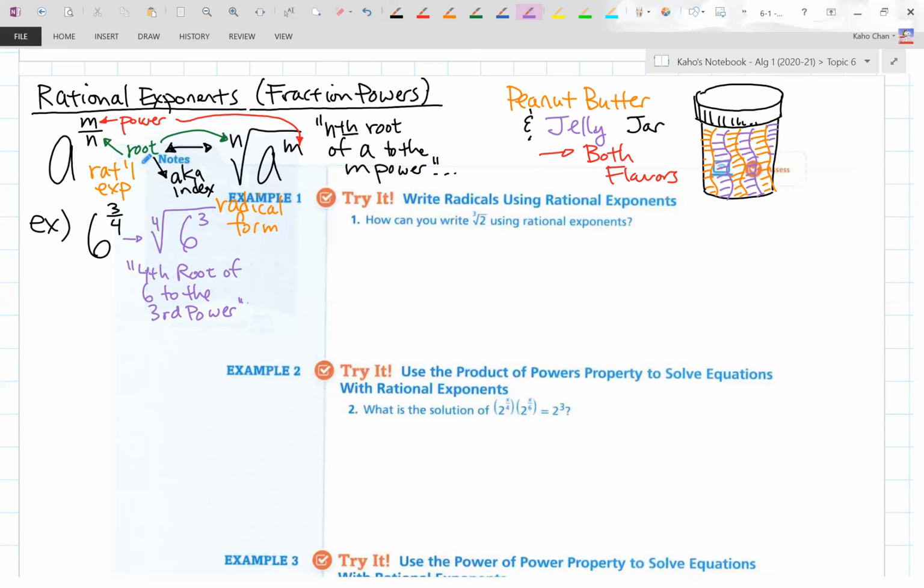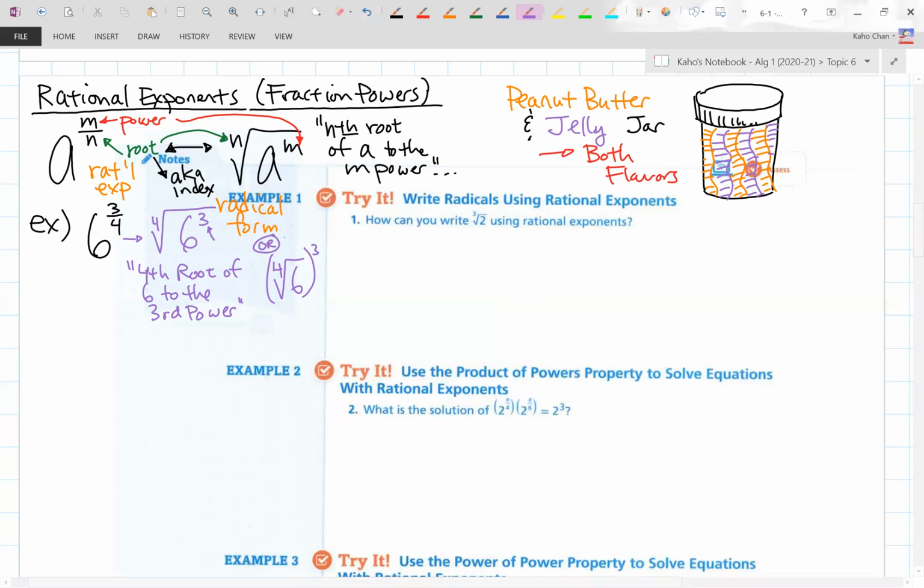Now, the answer I just wrote, the 4th root of 6 to the 3rd power, you can also write this way. So please, that cube power, the 3rd power, can be on the outside. It doesn't really matter. You can do it this way. They mean the same thing. Okay? All right. Let's take a look at number 1.